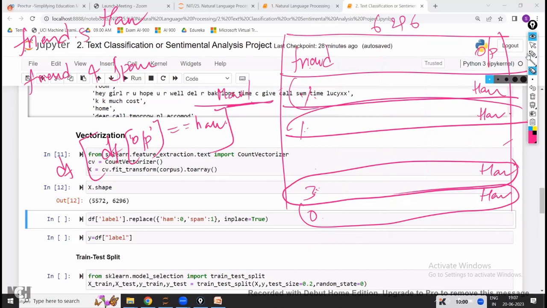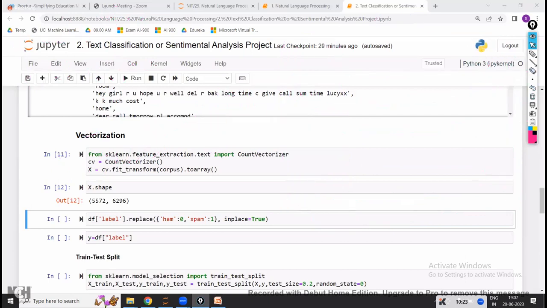Now for each column, you are going to do the sum. Column-wise sum. How to do column-wise sum? df dot sum means for every column you will get the sum. So for friend, for every word, you have separated. The same thing I have done in the PPT.